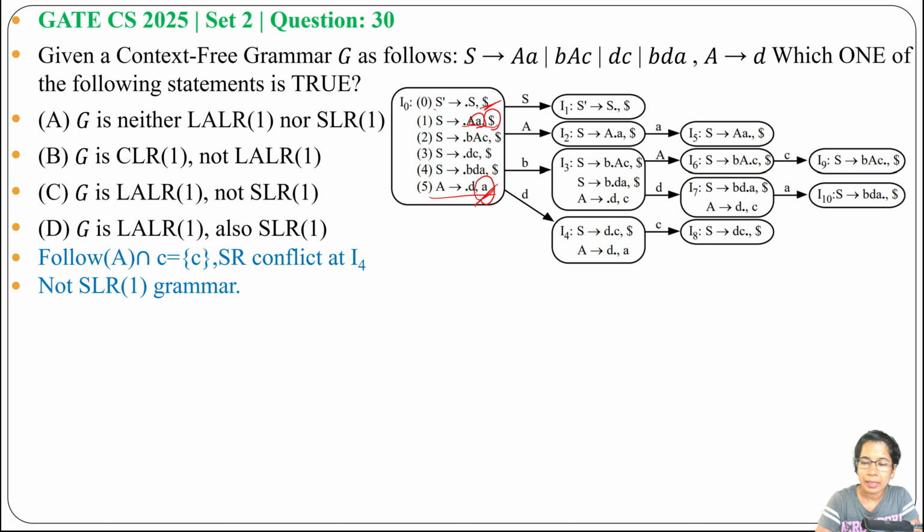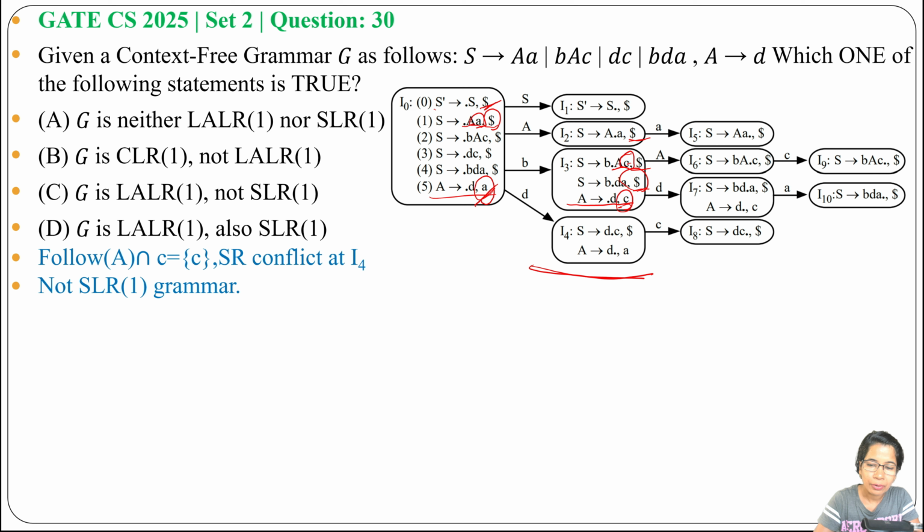S derives A dot A and the look ahead is the same. Then by B we are going to I3. S derives B dot AC, dollar is the look ahead symbol. Then S derives B dot DA, dollar is the look ahead symbol. This look ahead symbol is due to the parent, okay? Due to this A, we are writing this, right? A transition. So after A, what is there? There is C. C and dollar, so we'll write C here. By D, we are going to I4.